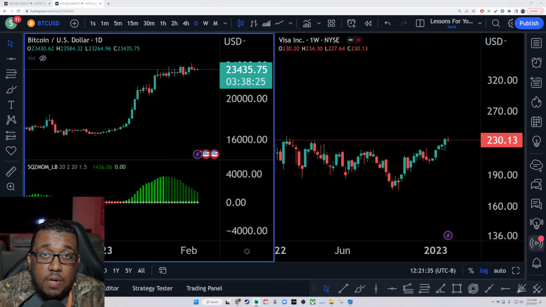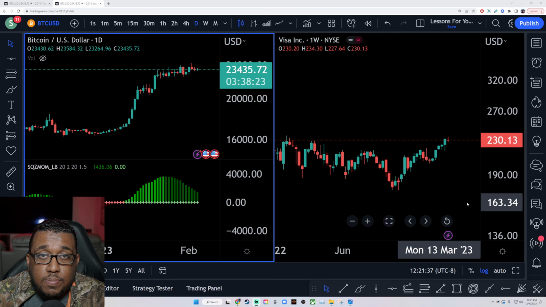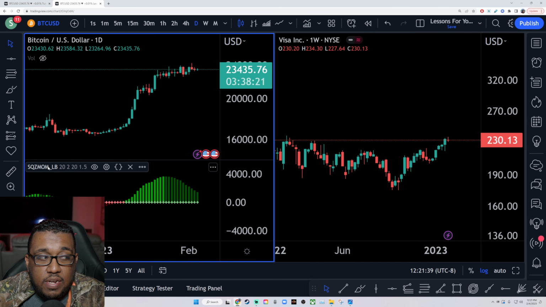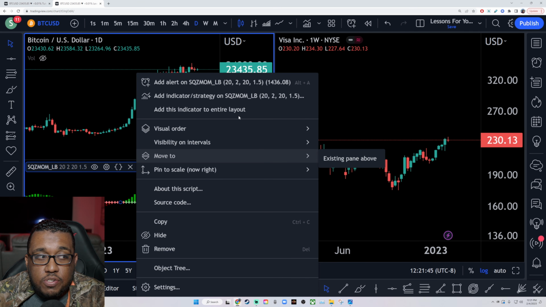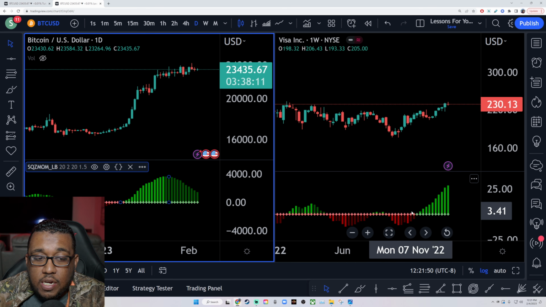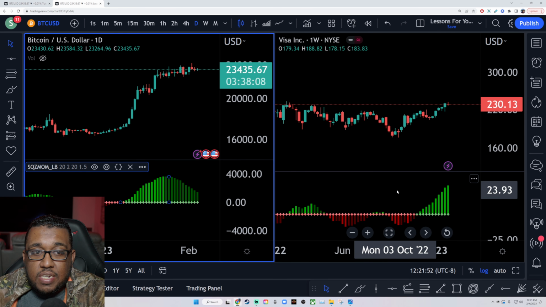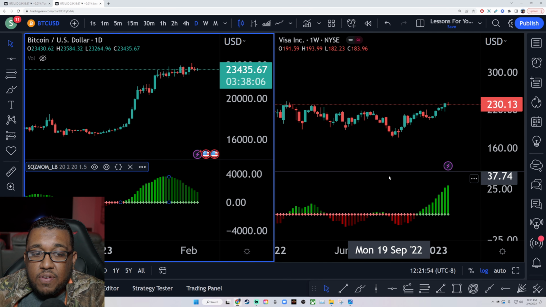Now, this is something that's going to help you guys out a lot, especially if you guys like to use multiple charts. If you guys go over here to this little 3 dots section on top of it, so I'll say more, you guys can always move this onto other charts by going add this indicator to entire layout, and then boom, all the colors are going to copy over so you don't have to change the colors every single time. It makes your life a lot easier.